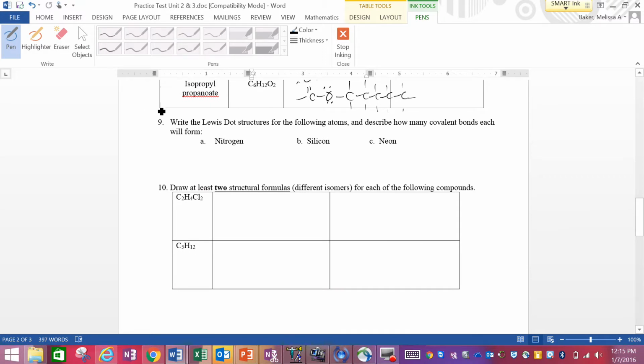All right, number 9. Draw the Lewis dot structure. Since nitrogen is in group 5A, it gets 5 dots. 1, 2, 3, 4, 5. How many bonds would it form? Depends on how many lonely electrons, so it would form 3.